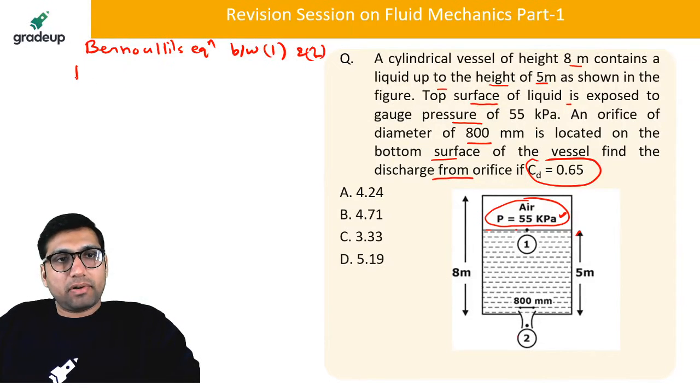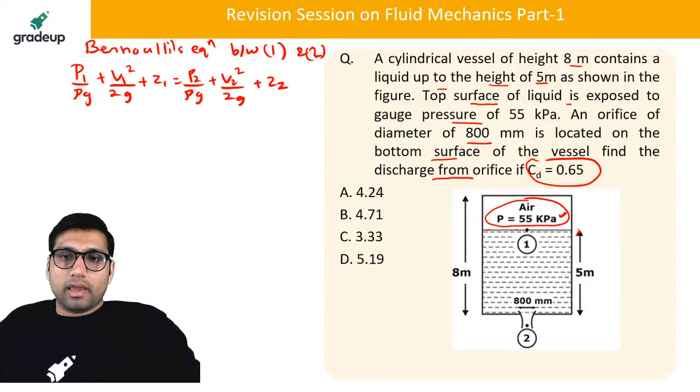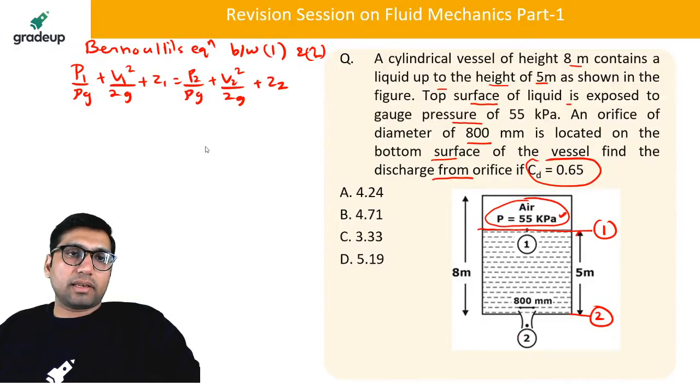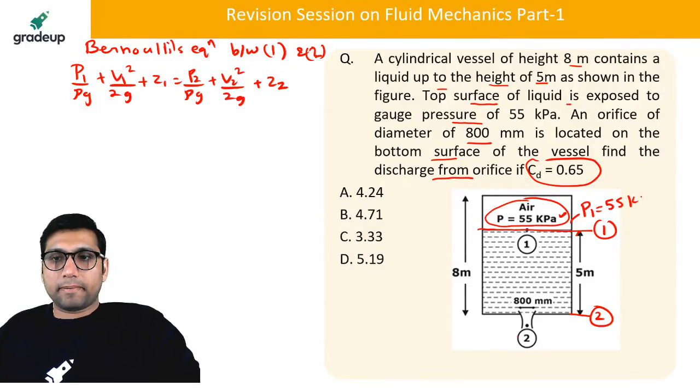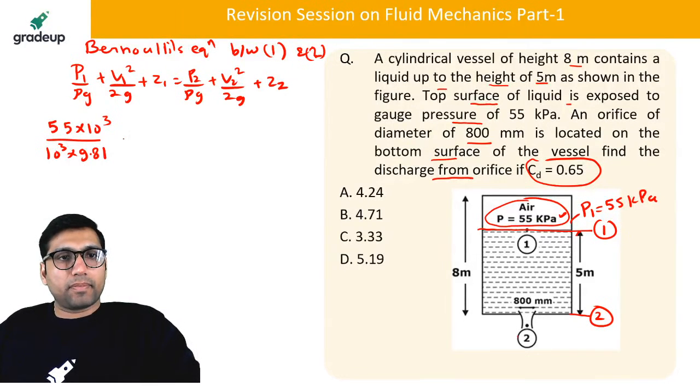So if you apply the Bernoulli equation, it will be P1 by rho g plus V1 square by 2g plus Z1 is equal to P2 by rho g plus V2 square over 2g plus Z2. This is section 1, this is section 2. Okay, now apply the Bernoulli equation, you will get the answer very easily. Come on, tell me everyone. The pressure P1 is 55 kilopascal. So this is 55 into 10 power 3 Pascal divided by 10 power 3 into 9.81 plus V1 square by 2g.